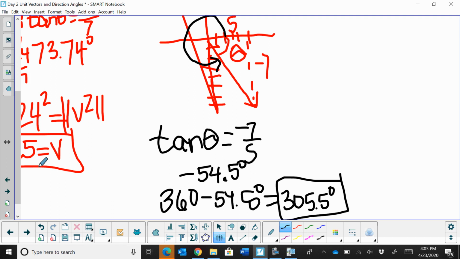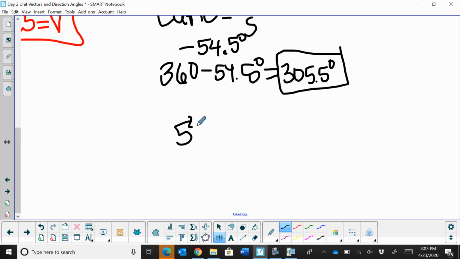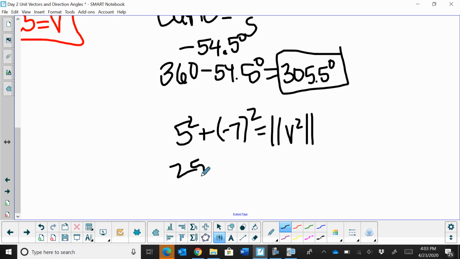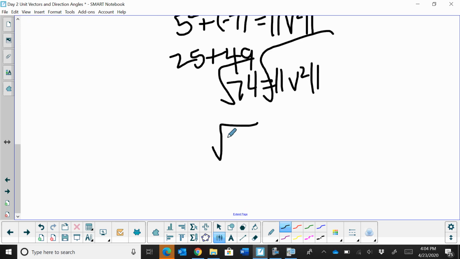So let's find the magnitude. Again, we use the Pythagorean theorem. So 5 squared plus negative 7 squared is equal to the magnitude squared. So that's 25 plus 49, and that's going to give us 74. So the magnitude squared is 74. So it's the square root of 74, and that is the magnitude of this vector.